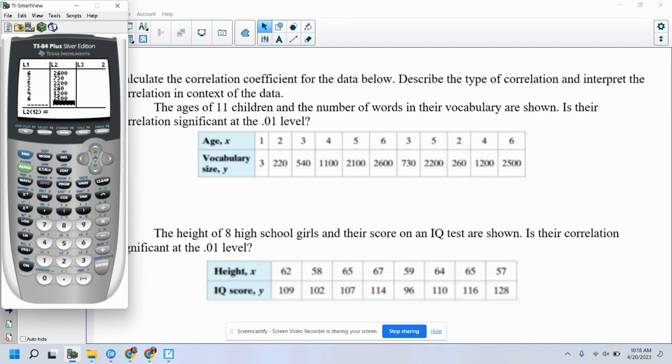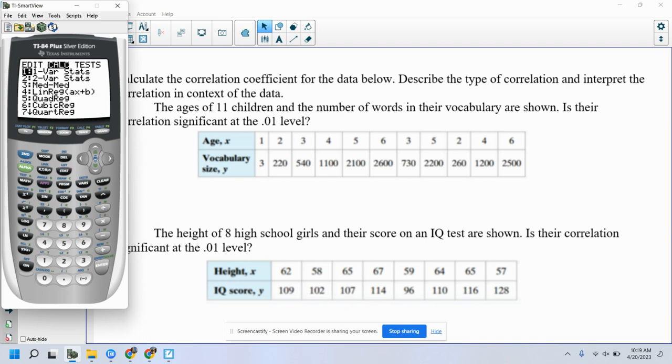All right. So there's my table all plugged in. I'm just going to go back through and spot check. Looks pretty good to me. Just double check 3, 220, 540, 1100, 2100, 2600, 730. Okay, cool. So let's go back out to the home screen.